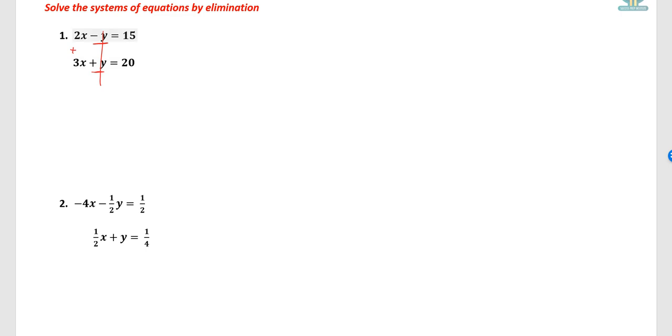So we would get 2x plus 3x, which is 5x, and then plus y minus y, that cancels out. And then 15 plus 20 is 35. So 5x equals 35, so x equals 35 over 5. So x equals 7. Okay, that's my x. Now I can plug it into either equation.